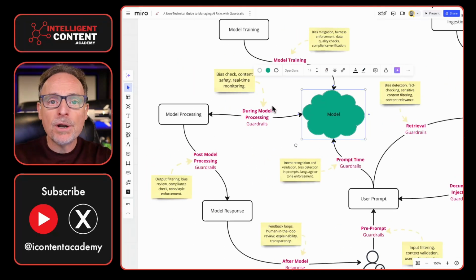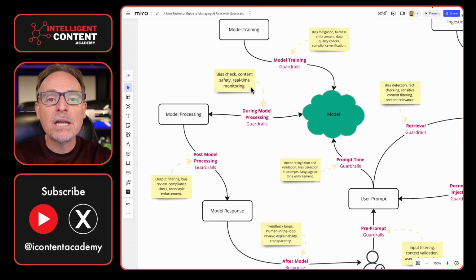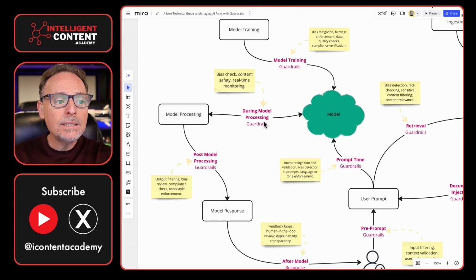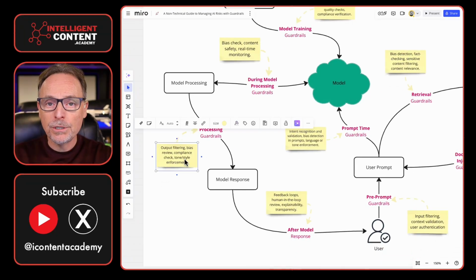The model will do the processing that it has to do, right? So during the model processing, you can insert some guidelines. You can do bias check, content safety, real-time monitoring. You can do a variety of things here. Once it's done processing, it's post-model processing, right? It's about to give the response. You can do some more guardrails right there for filtering, bias review, compliance, tone and style enforcement.